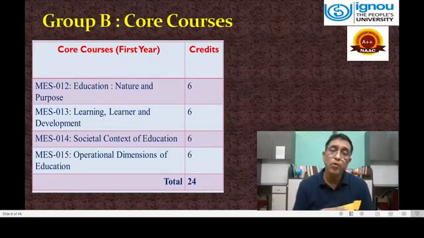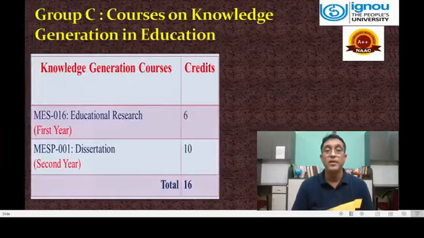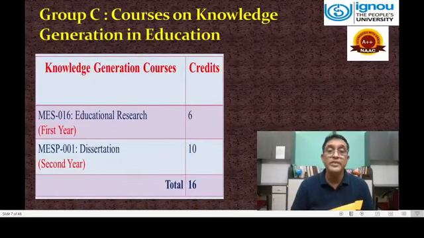In Group B, 4 courses are there. All the courses are core courses: MES 012 Education, Nature and Purpose, MES 013 Learning, Learner and Development, MES 014 Societal Context of Education, and MES 015, Operational Dimensions of Education. Each course in Group B is of 6 credits, so in total you are supposed to study 24 credits from this group in the first year of this program. Then in Group C, you will find the courses on knowledge generation in education.